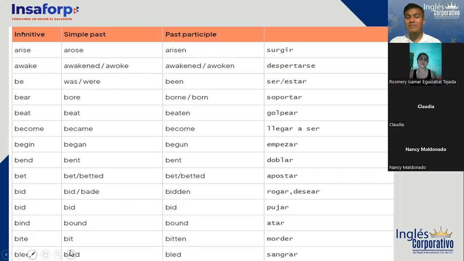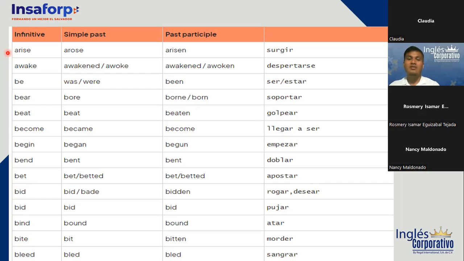Bleed, bled, bled. I hope every one of you tries to make the pronunciation at home. So I would like to have two or three volunteers to help me in making the pronunciation. If you want to participate, raise your hand over there. Okay, Claudia. Thank you very much, Claudia. So I will ask you to make the pronunciation of the first three verbs.